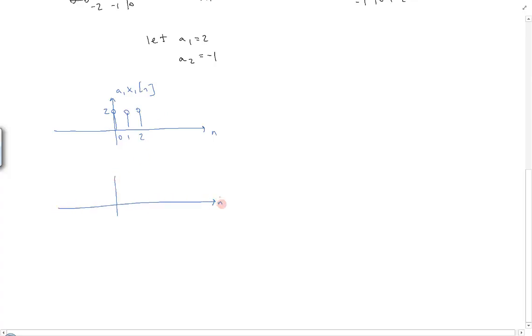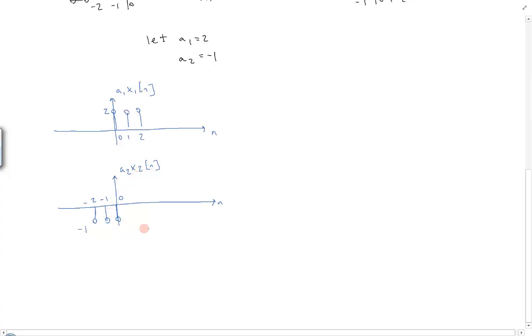x2 is going to be scaled by -1, so it's actually going to be facing down. It's going to be A2 times x2 of n, and it's going to be -1, -1, and -1. Add the samples -2, -1, and 0, just like before. Nothing has changed in terms of the locations in n where the function is defined. Nothing got shifted. It only got scaled.